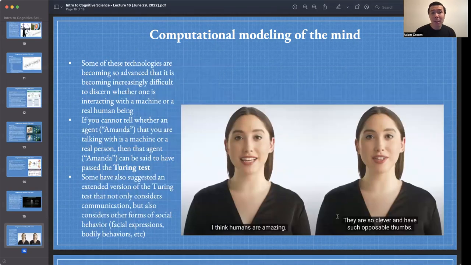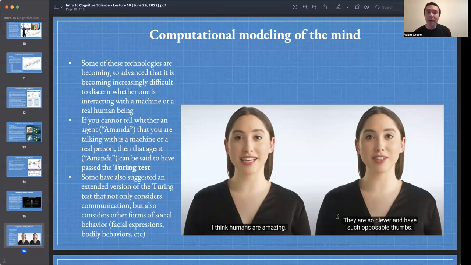Some of these technologies are becoming so advanced that it is becoming increasingly difficult to discern whether one is interacting with a machine or a real human being. If you cannot tell whether an agent, we'll call her Amanda, if you cannot tell whether Amanda, this agent that you're talking to, is a machine or a real person, then that agent can be said to have passed the Turing test.